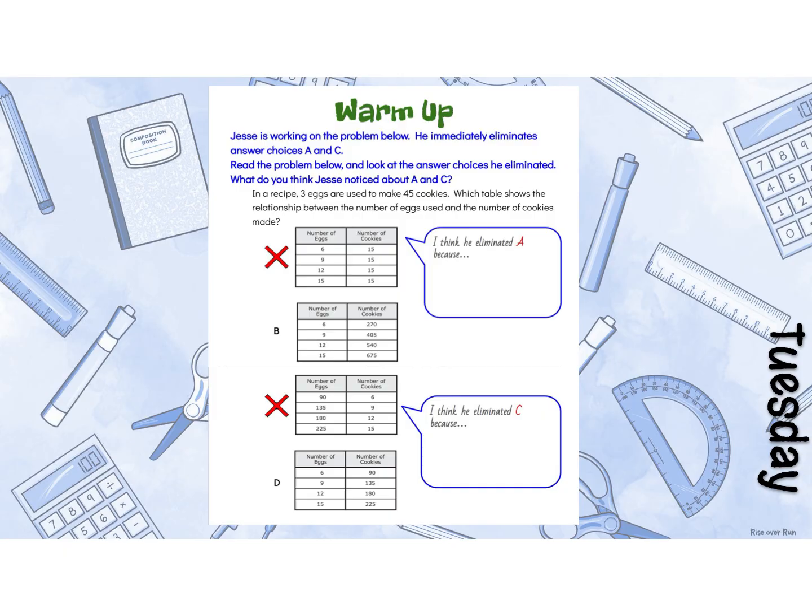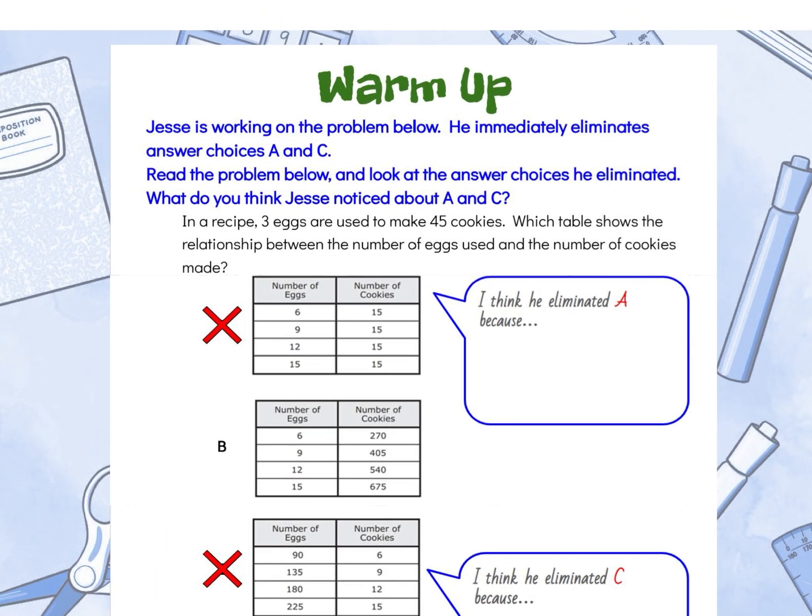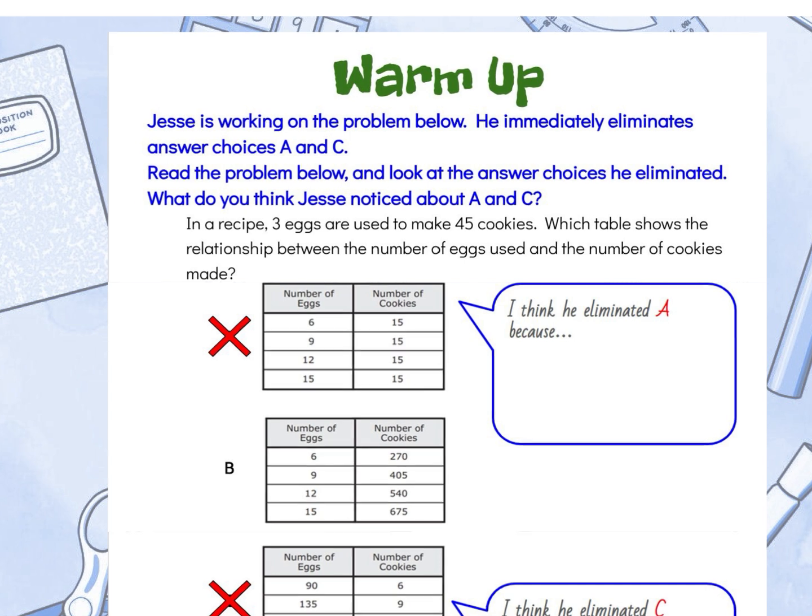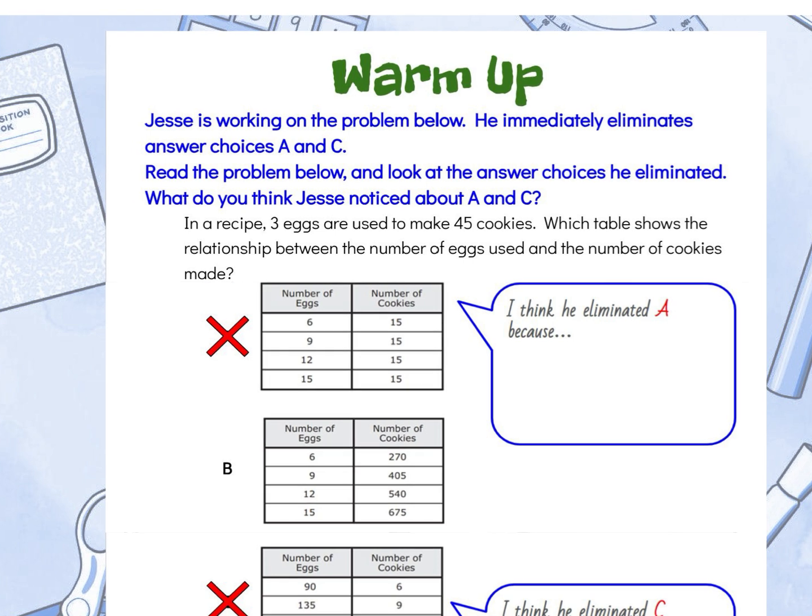Let's take a look at our warm-up today. Jesse is working on the warm-up on the problem below. He immediately eliminates answer choices A and C. Read the problem below and look at the answer choices he eliminated. What do you think Jesse noticed about A and C?